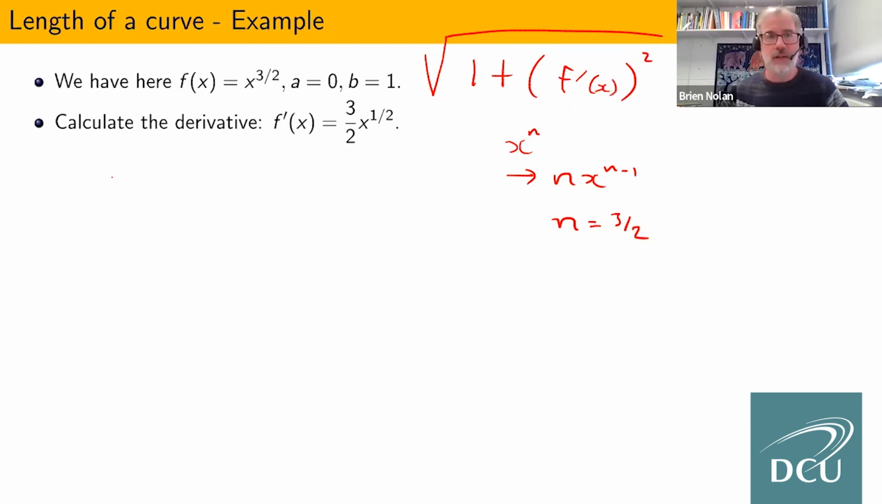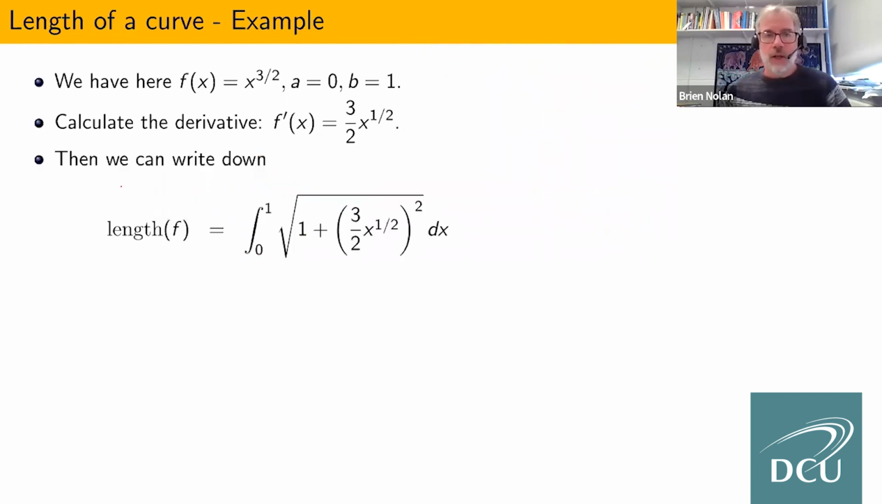f prime squared there will be what? 3 over 2 times 3 over 2 is 9 over 4, and x to the half times x to the half will be just x to the power of 1. Okay, so we can write down that the length of f is the integral from 0 to 1 of the square root of 1 plus 3 over 2 x to the half squared, which I just did a second ago. So that'll be the integral from 0 to 1 of the square root of 1 plus 9 over 4 times x dx.